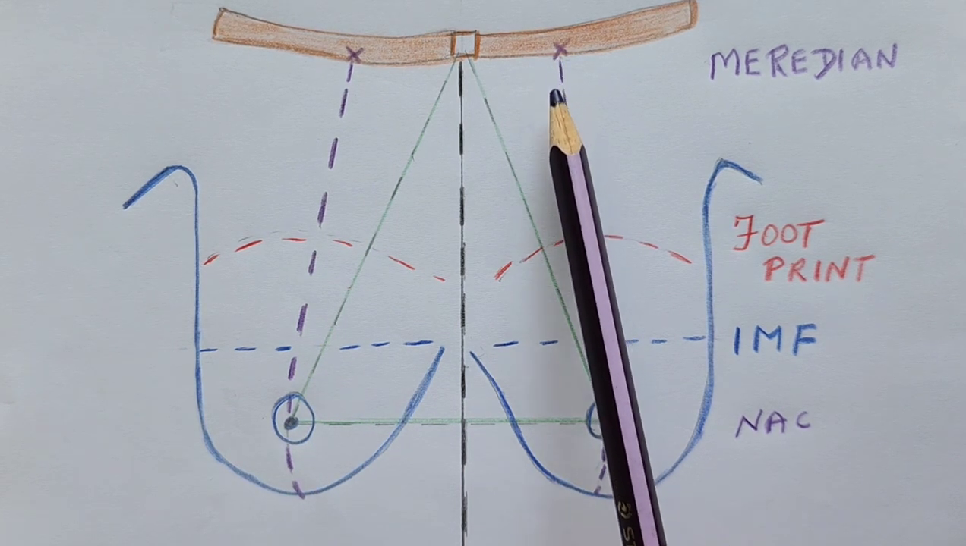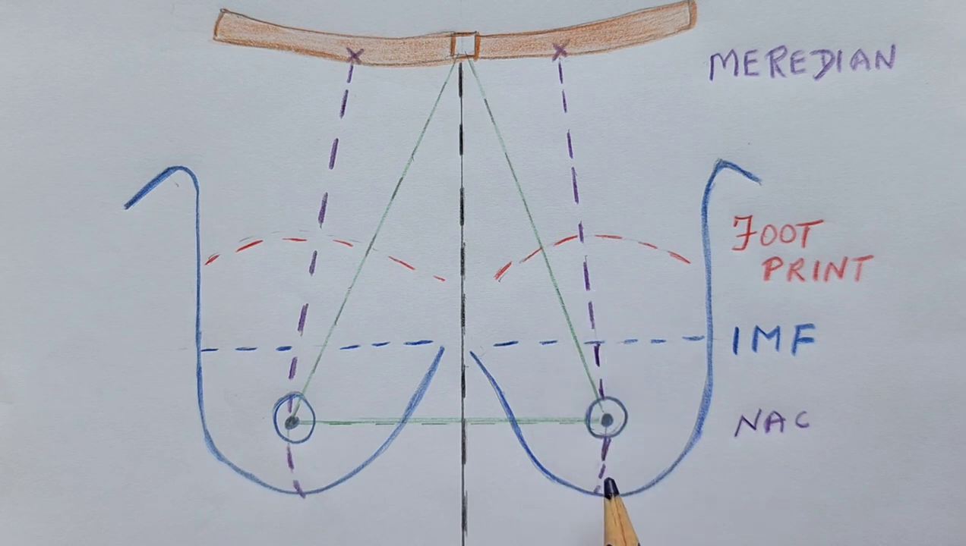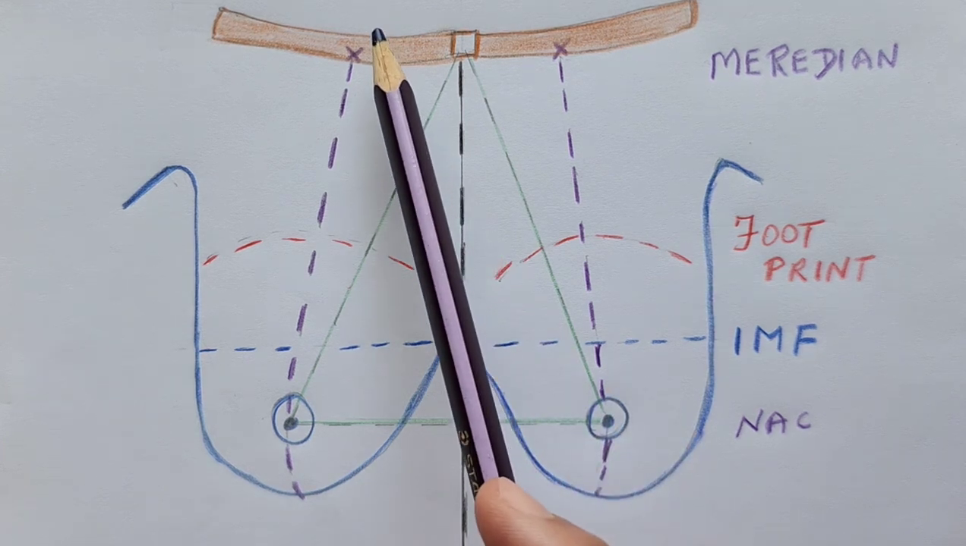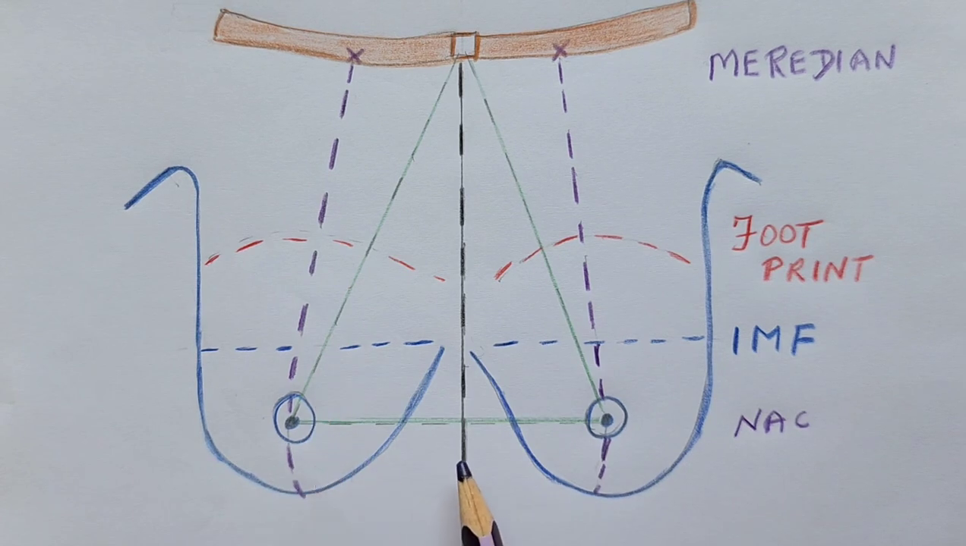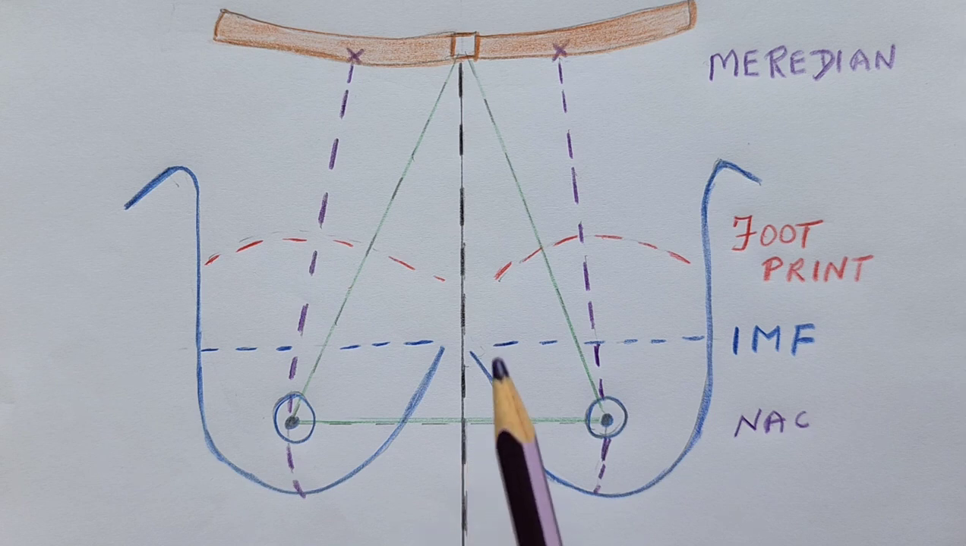Now in an ideal scenario, they should pass through the NAC, but obviously in cases where there is mammary hypertrophy or there is some other deformity, they may not necessarily pass through the NAC. But it is a very important pre-op marking to highlight these breast meridians, to be able to also decide the symmetry on table and to ascertain the markings that we are doing, because once the patient is in lying down position, in supine position on the operation table, then it becomes difficult to assess.